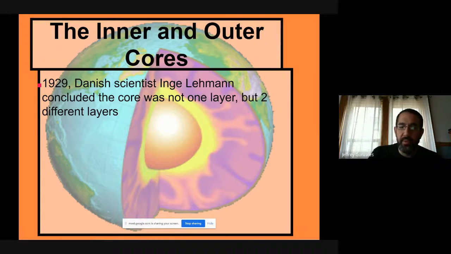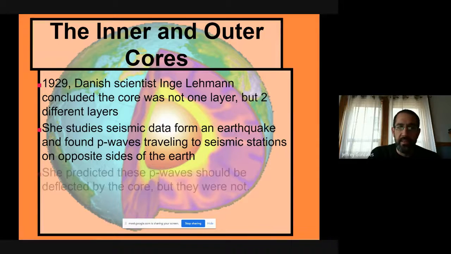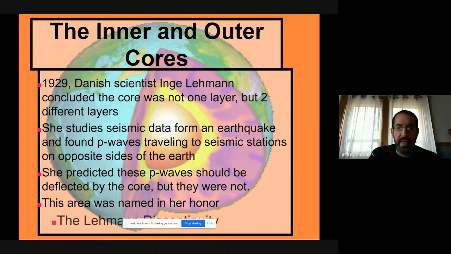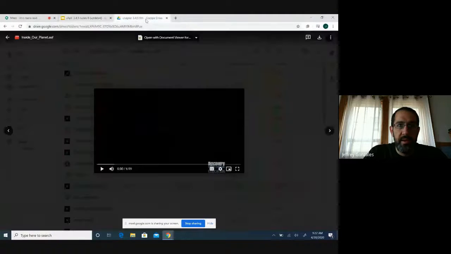So that was named in her honor, and it's called the Lehmann discontinuity. Okay, and that's what we said. So she predicted these P waves could not be deflected by the core, should not be deflected by the core, but they were. It's called the Lehmann discontinuity. Okay, there's a short little clip that I want us to watch here together.